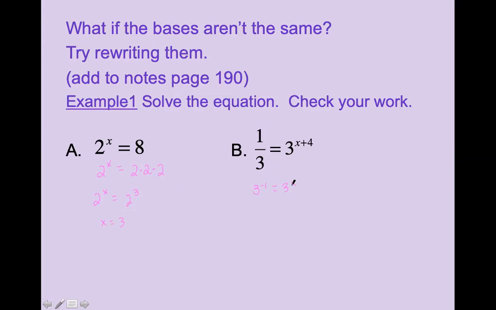Now I have the same base on both sides of the equal sign. So I can set the exponents equal to each other. I'm going to set -1 equal to x plus 4 and solve for x. So my x is already on the right, so I'm going to subtract 4 from both sides. That gives me -5 equals x. All right, and if you plug that in, you'll see -5 plus 4 is -1. If I plug that in up here, -5 plus 4 is -1, and this is 3 to the -1, so it works.